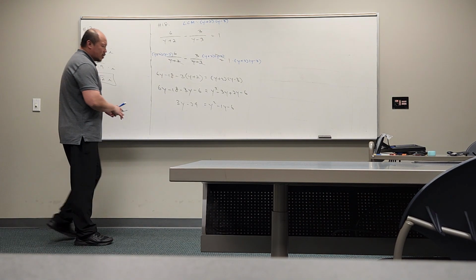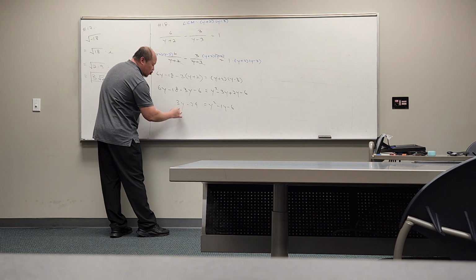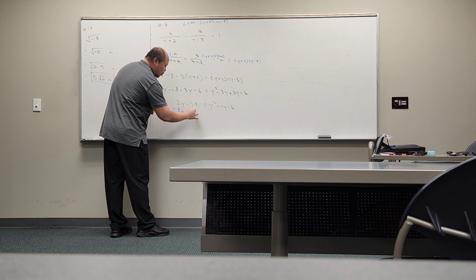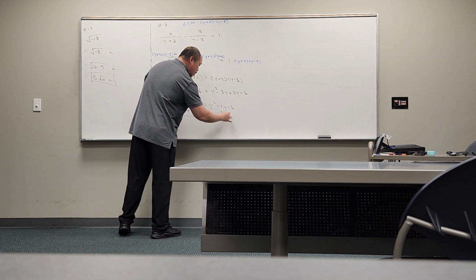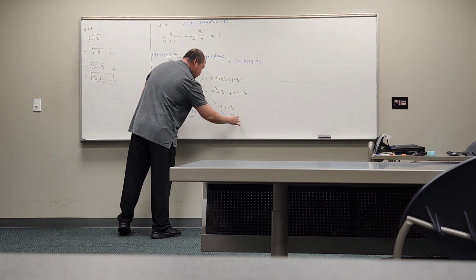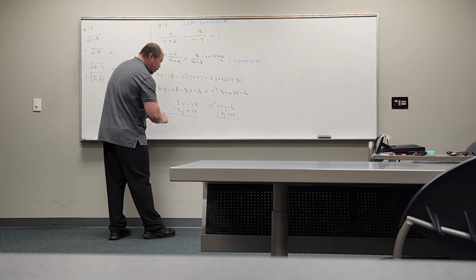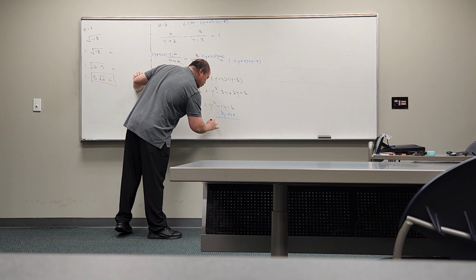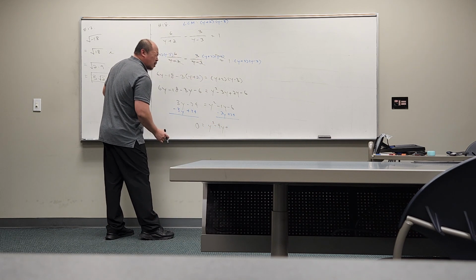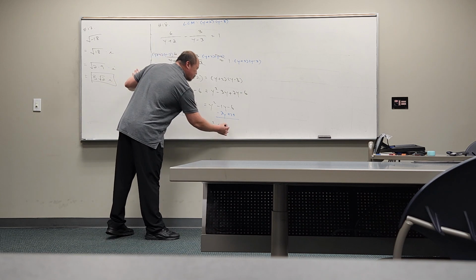And finally, you can take minus 3y plus 24, just bring them to the other side. Minus 3y plus 24. Like that, right? So again, 0 equals y squared minus 4y plus, what is it, 18.